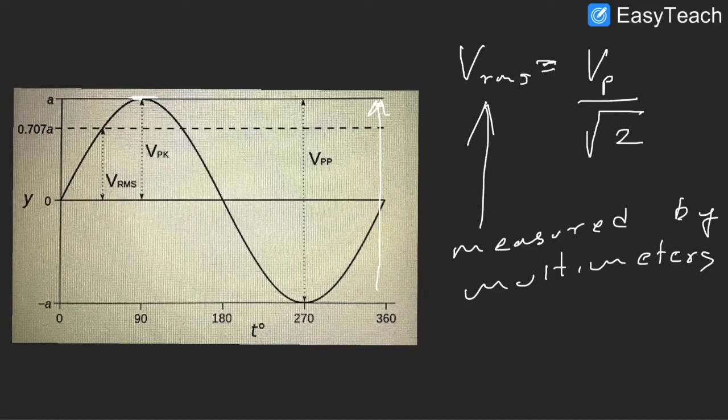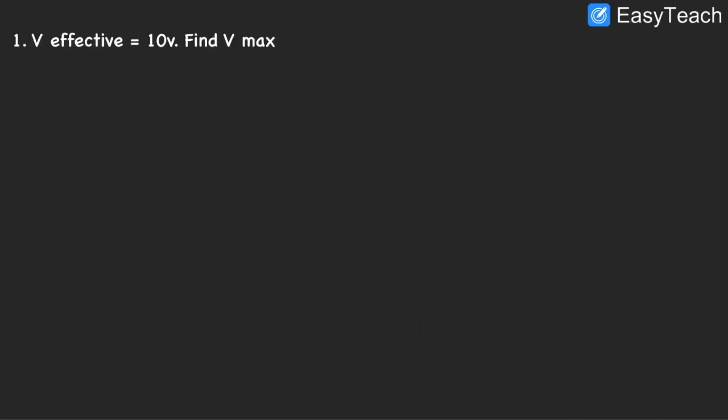And we looked at the root mean square term, which is just your peak voltage divided by root 2. It is the voltage measured by most voltmeters or multimeters when you try to measure AC signals. Okay, here we come to our first problem.